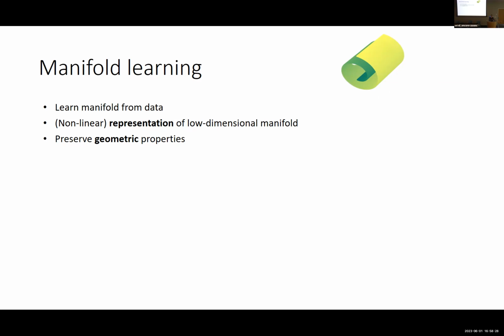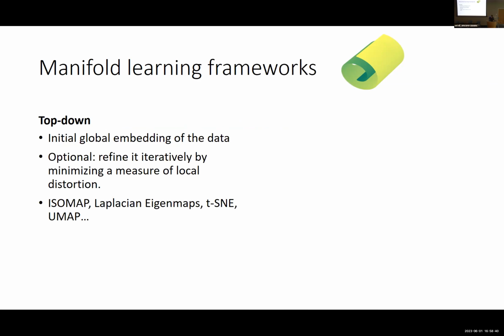And with manifold learning, we're trying to recover this representation so we can do downstream analysis, so we can study the geometry of the data, and we want to do it in such a way that we're preserving geometric properties. And most methods in this field are what we are calling top-down. So they'll have some kind of initial global embedding of the data, a lot of times through some eigen decomposition, and then optionally they'll refine that embedding.